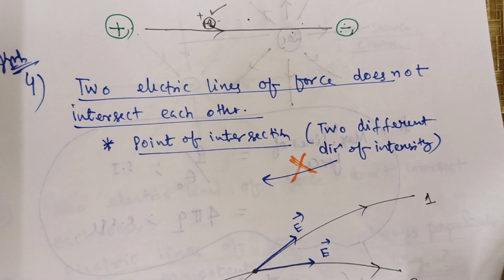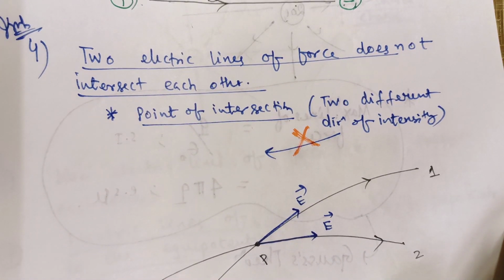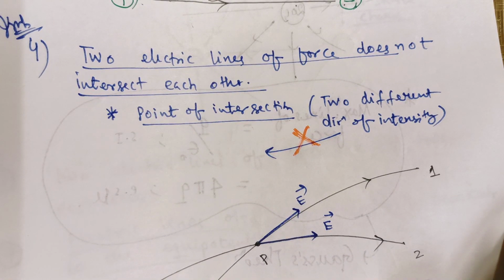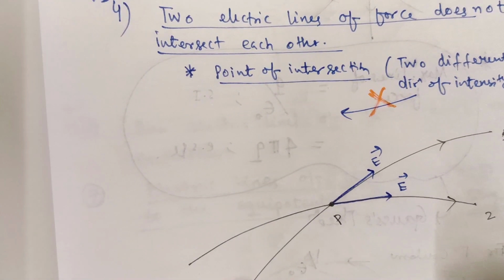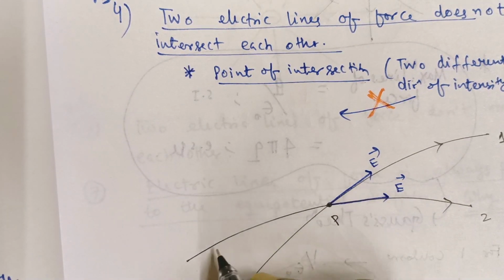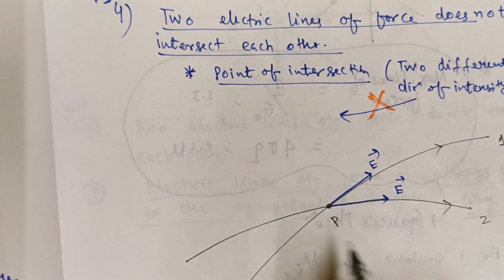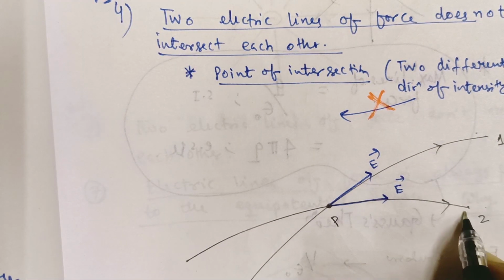Why do two electric lines of force not intersect each other? You should remember when you draw the electric lines of force, your lines of force should not intersect each other. Why should they not intersect each other? You see the diagram. Let this represent the electric field. One line of force represents 1 and another line of force represents 2.